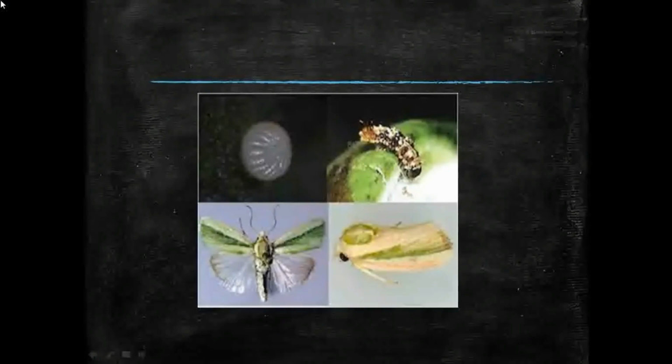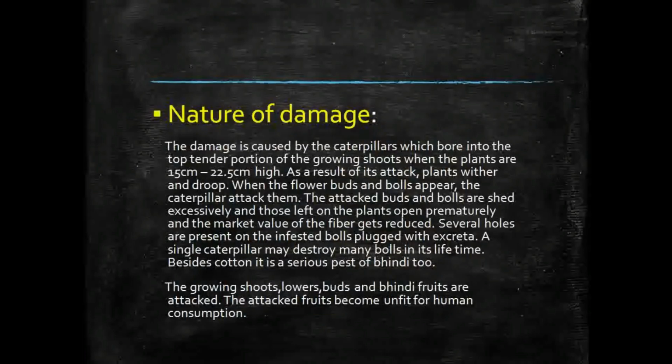Now this is how they look: the egg stage, the eggs of this pest. This is the caterpillar or larval stage. This is the pupal stage, and this is our adult form of the Earias fabia. Now how it damages the crop, that comes in this point, nature of damage.